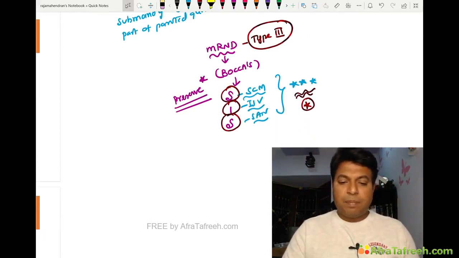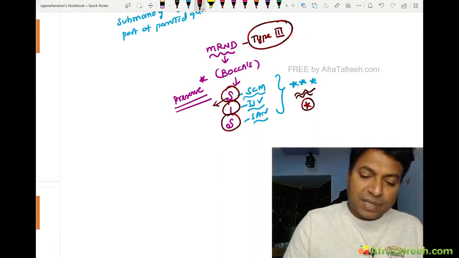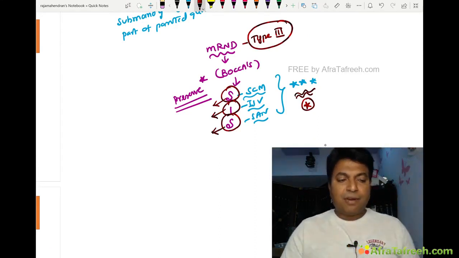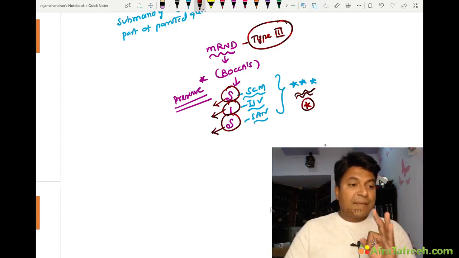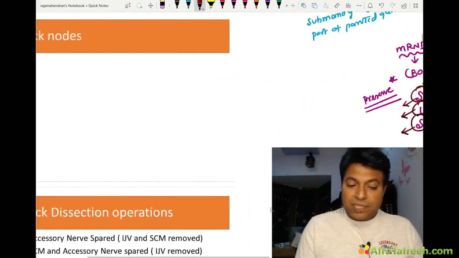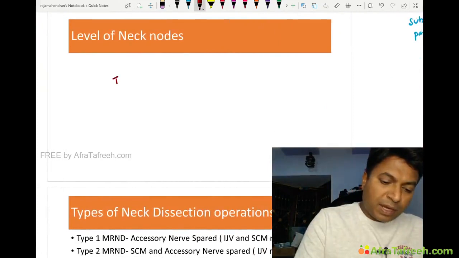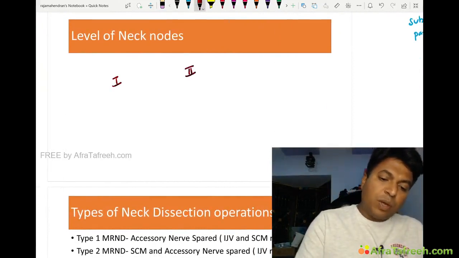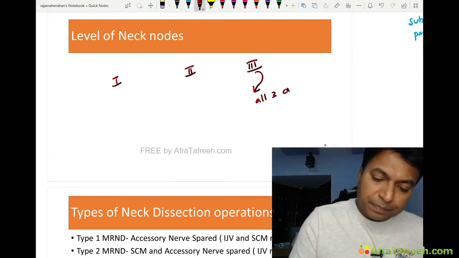So this is a type MRND, modified radical neck node dissection. Sternocleidomastoid muscle, internal jugular vein, spinal accessory nerve are the three structures we preserve in MRND. There are three types of MRND. So as Azhar is asking, we are going to preserve three structures, and there is a classification of that. In type 1 MRND what we do, type 2 MRND what we do, type 3 MRND. Type 3 MRND, all three are preserved.